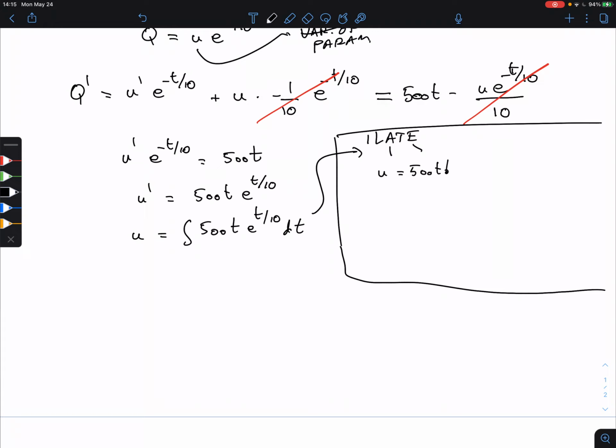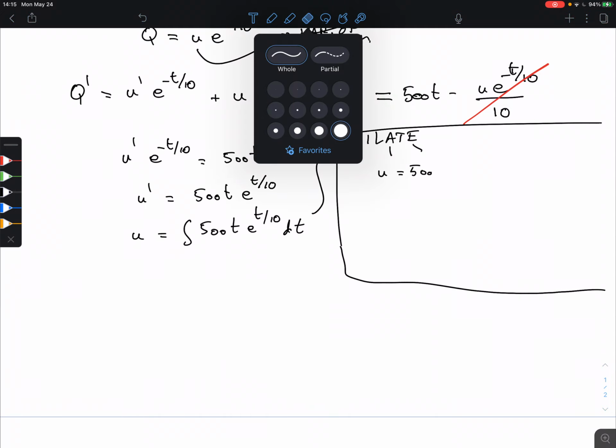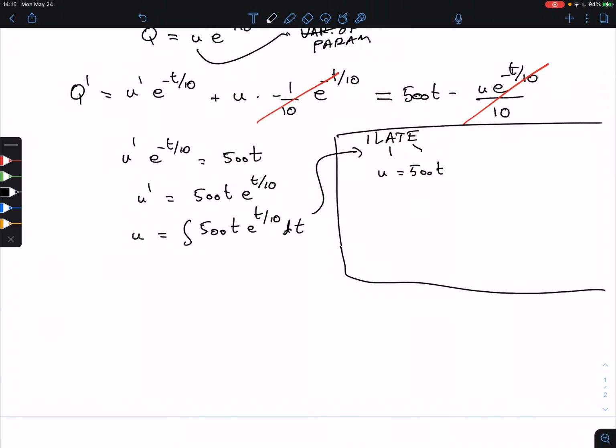I'm going to keep the 500, so 500t, not dt, because the dt is going to go with the other part. And so dv is e to the t over 10 dt. Once you have made this choice, we have to find du, which is 500 dt, and we have to find v, which is the antiderivative problem. The antiderivative of an exponential is exponential, except we have to compensate for this factor inside here. We have to divide by that factor, which is 1/10.